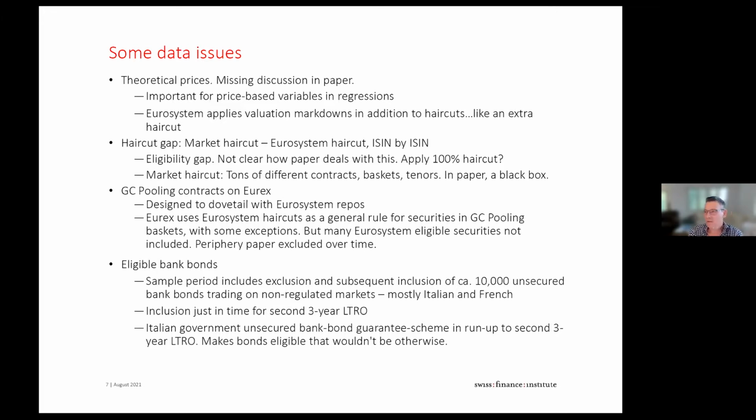But the one contract that I know that is comparable is the GC pooling contracts trading on Eurex, which is part of the data set. And these contracts are designed specifically to dovetail with Eurosystem repos, to such an extent that Eurex has a policy to use the haircuts from the Eurosystem in the GC pooling contracts for the securities that they admit into the contracts, that they don't admit all. And they do that for about 90% of admitted securities. So then there's not much of a haircut gap with respect to those securities. But over time, they have excluded, especially periphery denominated or domiciled bonds, which means that you have effectively a 100% haircut. But these issues are really crucial to understand with respect to the haircut gap measure.